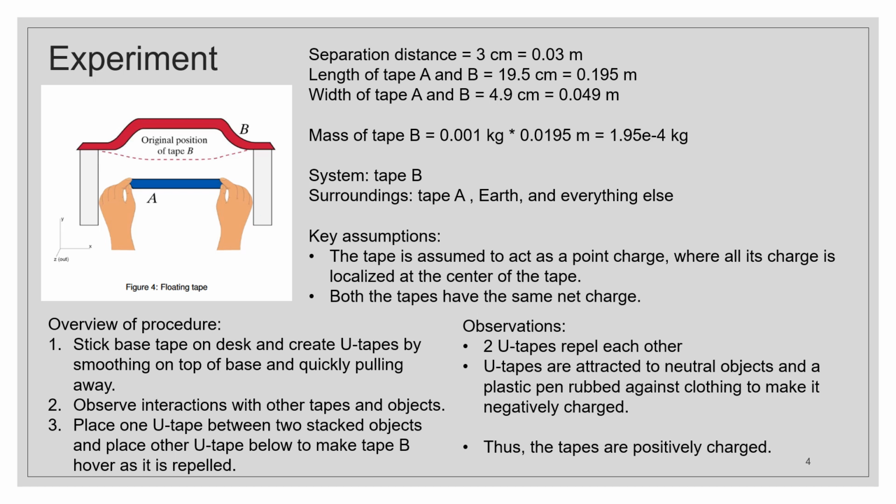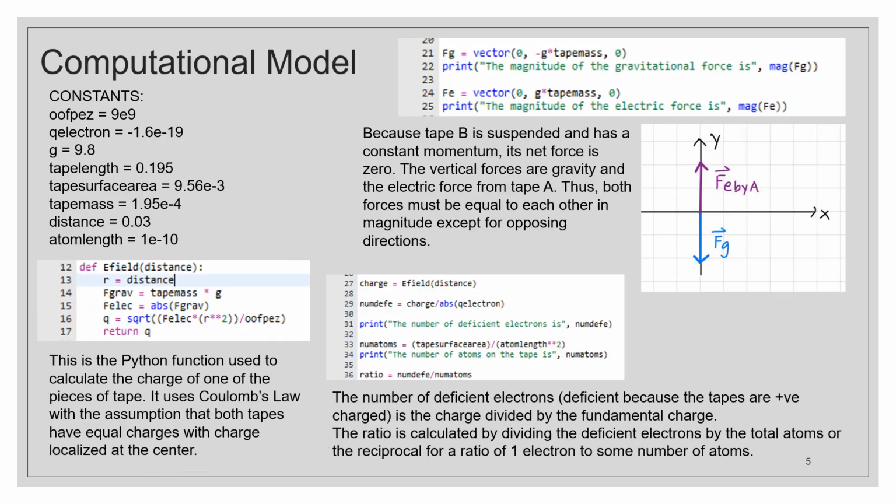The observations of the experiment are as follows. Two U-tapes repel each other, indicating that they have the same charge. U-tapes are attracted to neutral objects and a plastic pen that was rubbed against clothing to make it negatively charged. Thus, the tapes are positively charged.